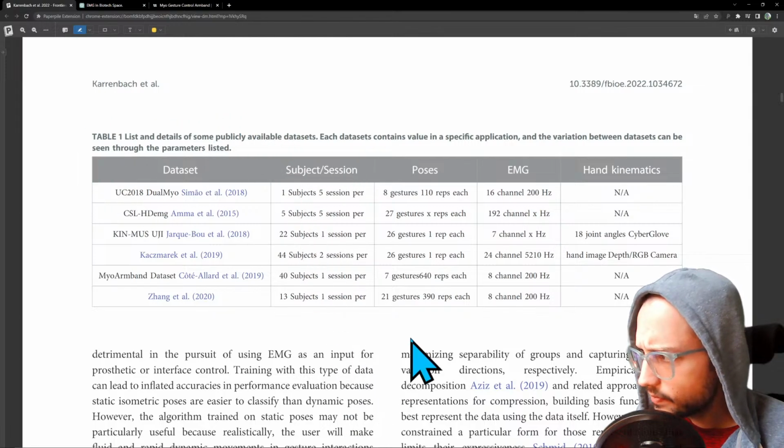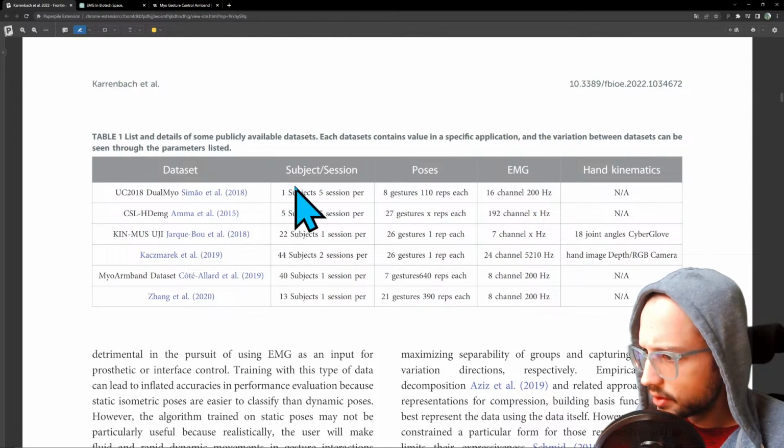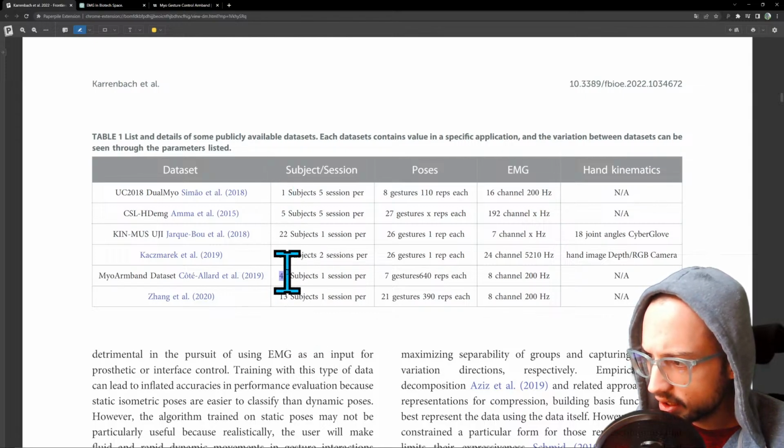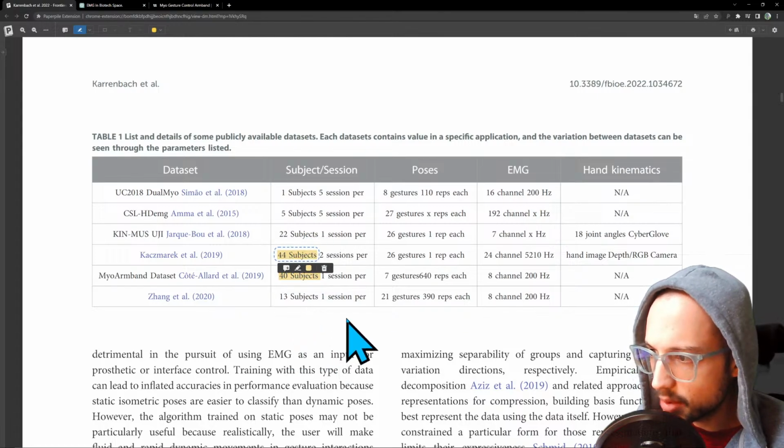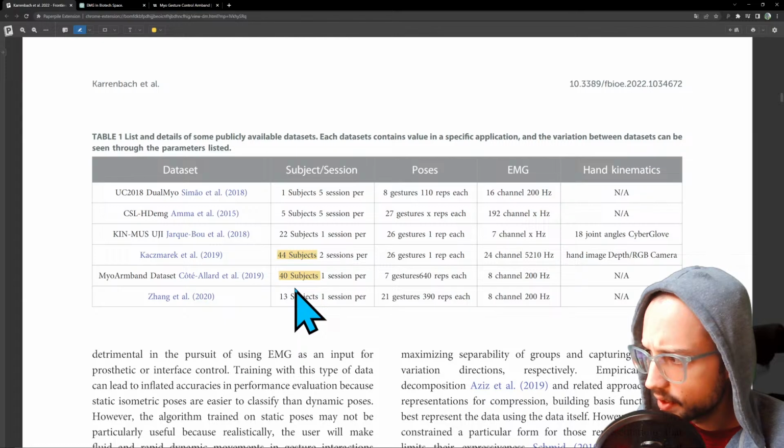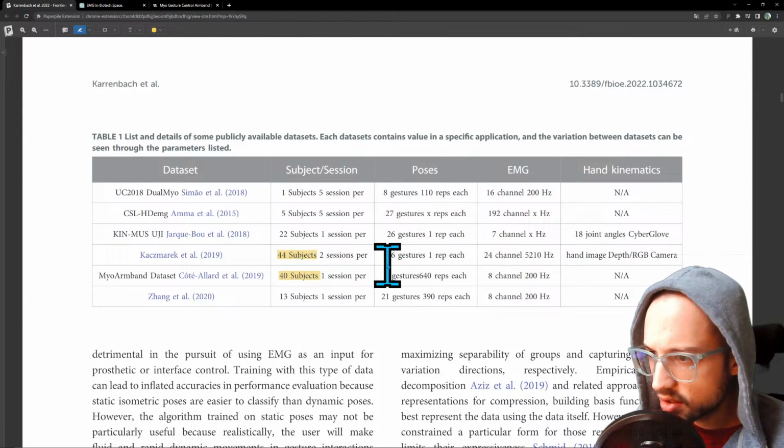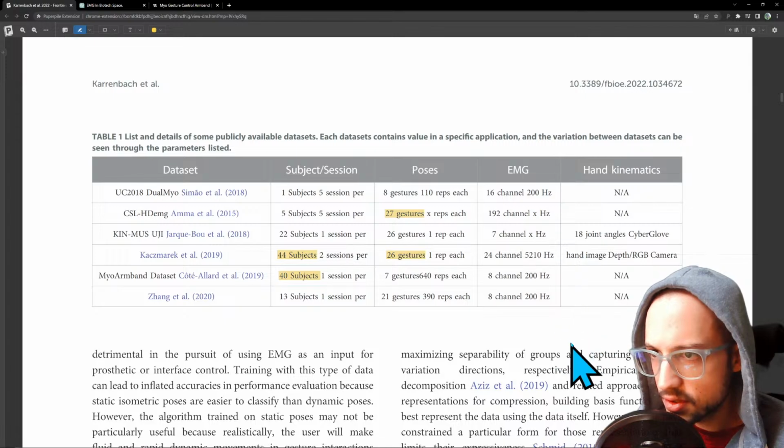Okay, so here are different datasets. These are still pretty small, but I like this, right? 40 subjects, 44 subjects. That's a good amount of people. That's a lot of variety. Poses, these are all relatively similar. The fact that a bunch of these have 26 and 27, it makes me wonder if there's some standardized set of poses for hands.